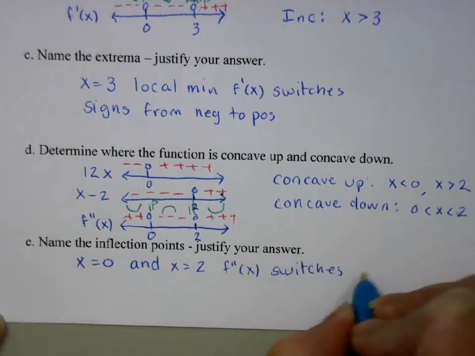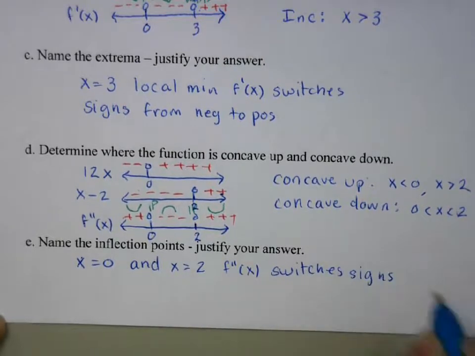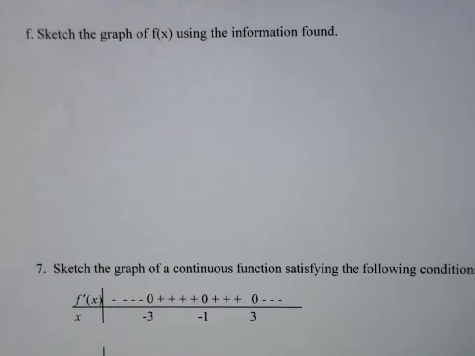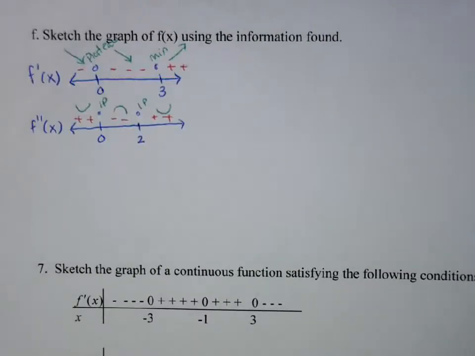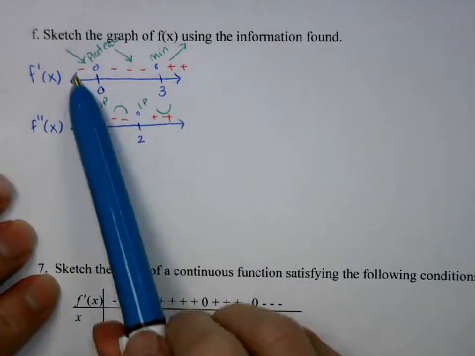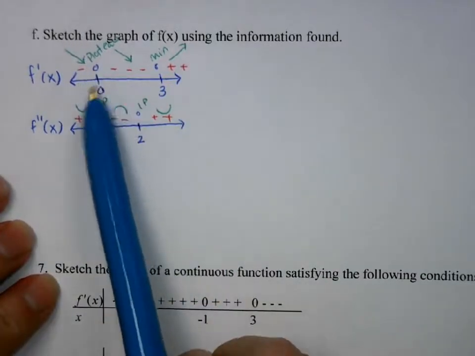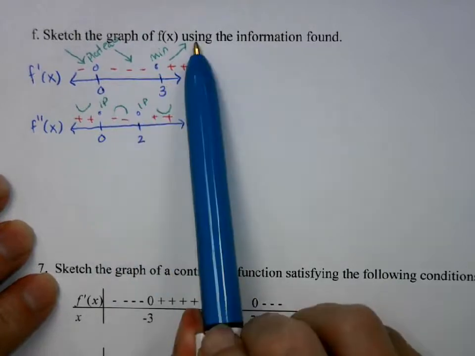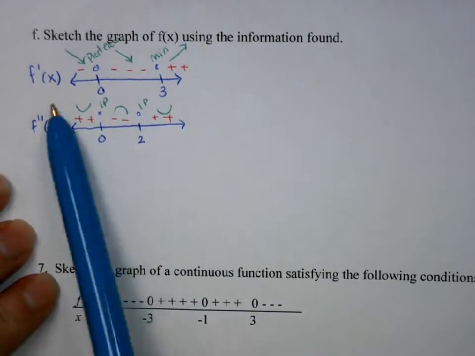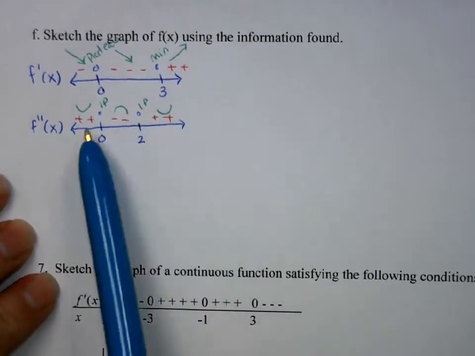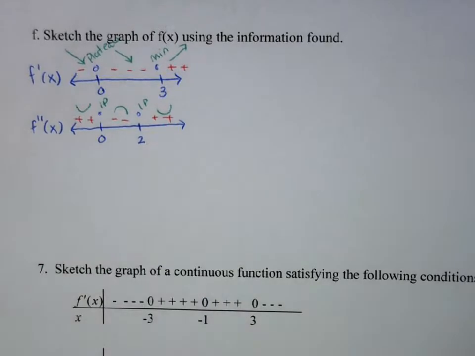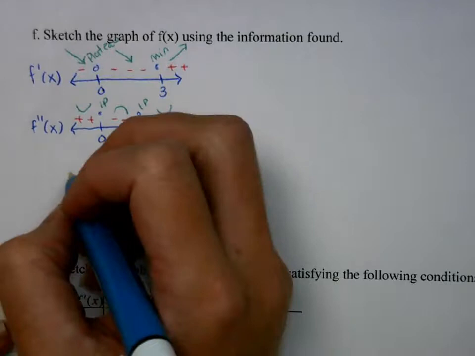Now we're going to use all that information to graph. Okay, so I just copied this over from the other side. The first derivative was this. It's decreasing, plateau at 0, decreasing, then increasing. So we have a min. Concave up, concave down, concave up. So the three values where something is happening are 0, 2, and 3. So if I plug those into the equation, that's really enough to give me what I need.